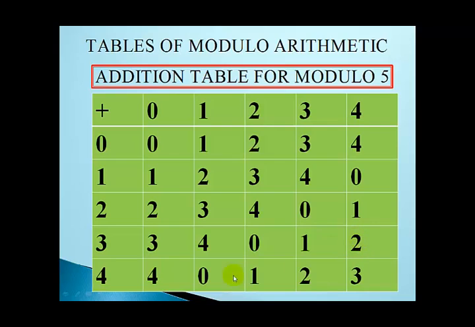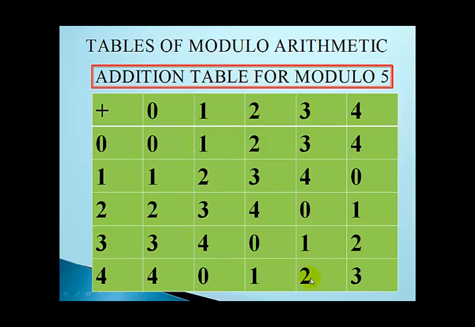Now we continue. 4 plus 0 equals 4. We write 4 because it's not up to the modulo. Now 4 plus 1 equals 5. And 5 in modulo 5 equals 0 because we have only one group of 5 in 5 and the remainder is 0. 4 plus 2 equals 6. And 6 in mod 5 is equal to 1 because we have only one group of 5 in 6 and the remainder is 1. 4 plus 3 equals 7.